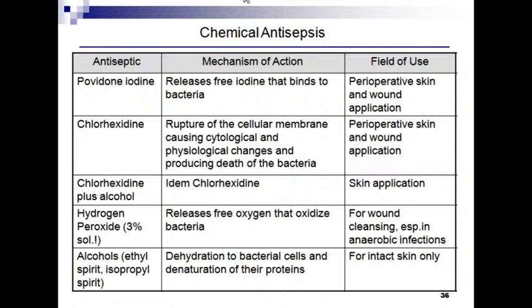Next drug, chlorhexidine solution plus alcohol, 0.5% chlorhexidine solution in ethyl spirit. Same mechanism of action as chlorhexidine, but the field of use is skin application only. Because of the presence of alcohol in the mixture, the drug mustn't be applied under the skin, only on the surface of the skin.